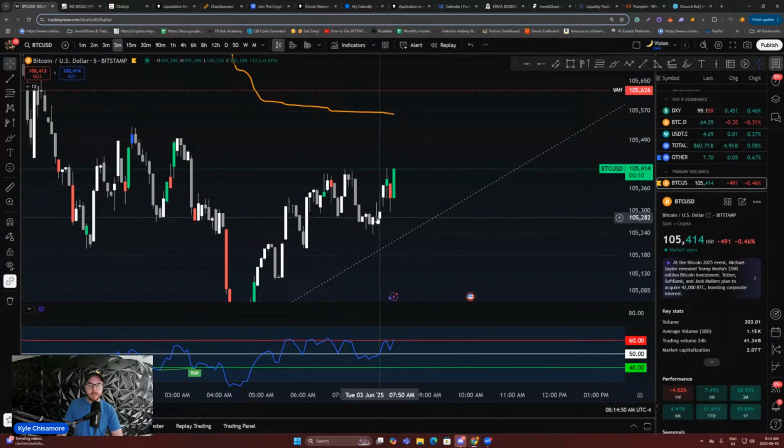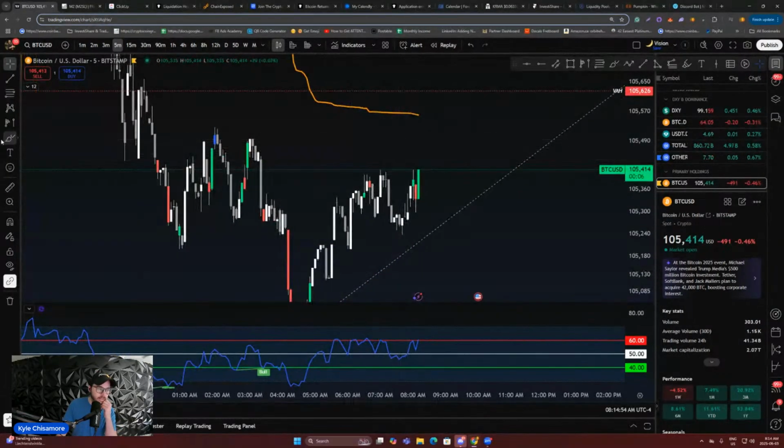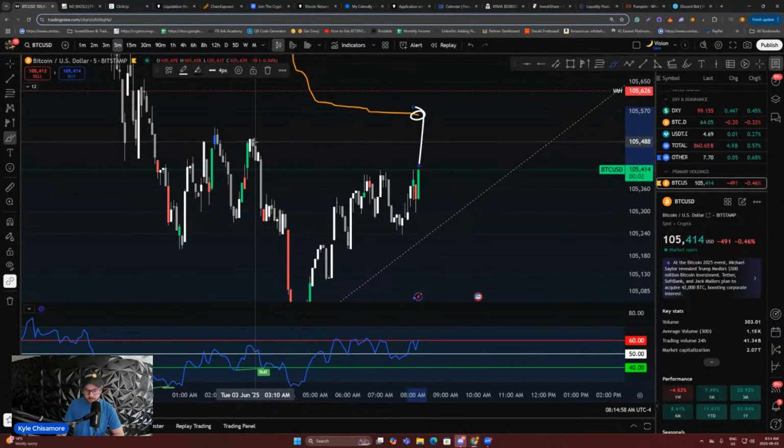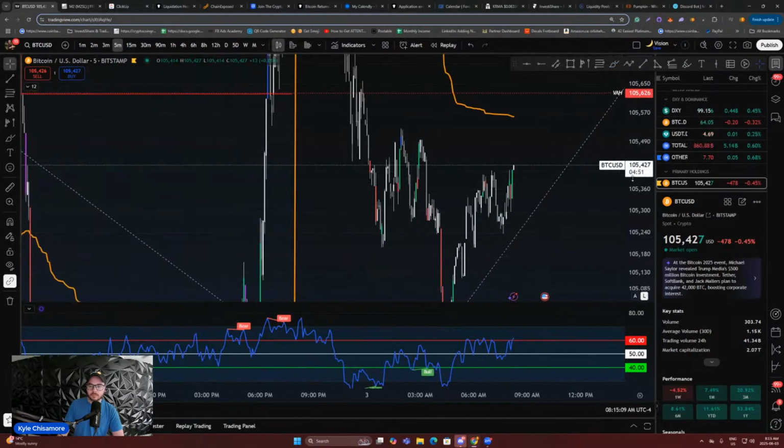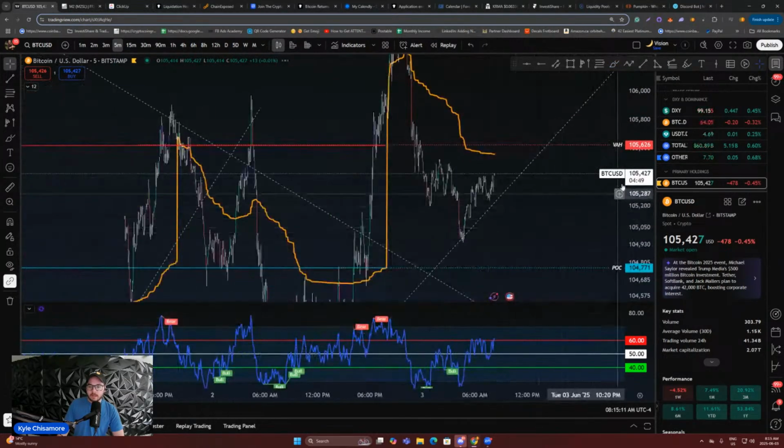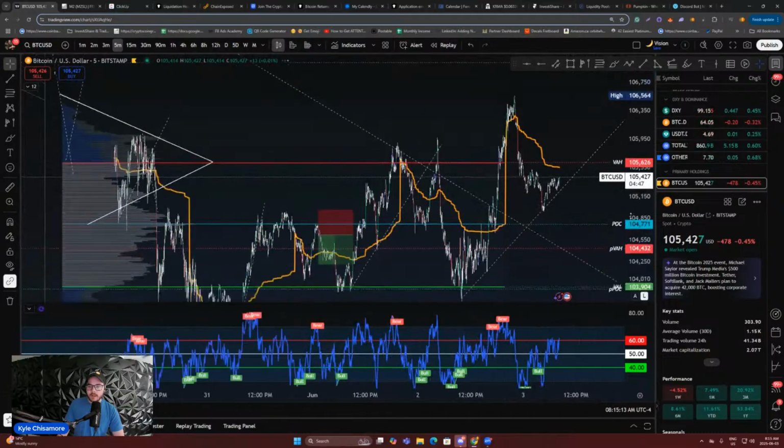It's really small, but you want to have the full body candle close above this, and then we're very likely going to get that move right to the VWAP. So we'll see how that goes. The candle just closed, so it just confirmed. So we should get that move right to the VWAP very soon. All right, so that's Bitcoin.